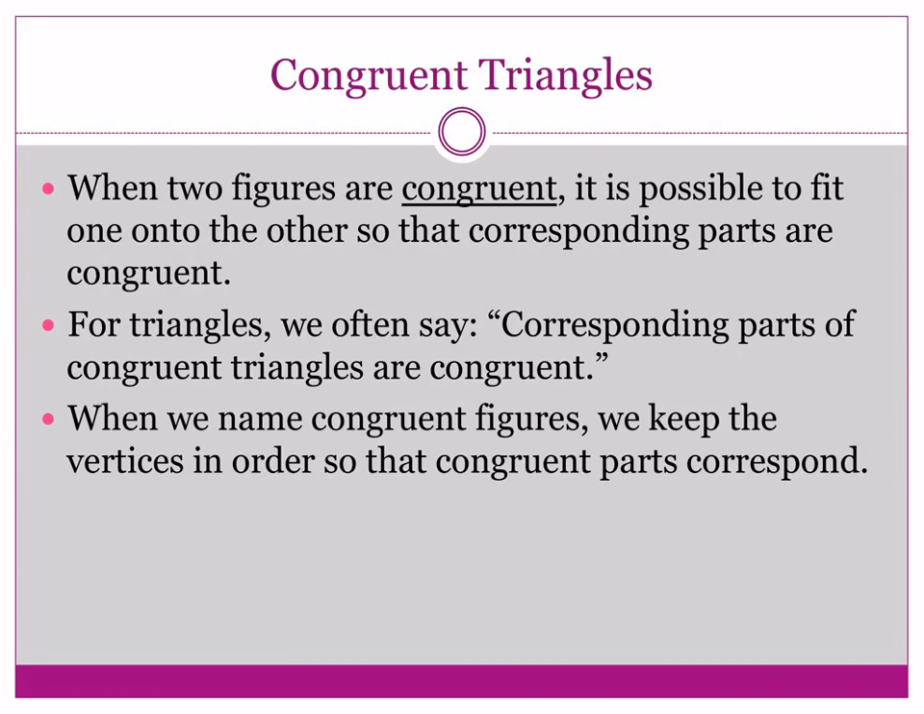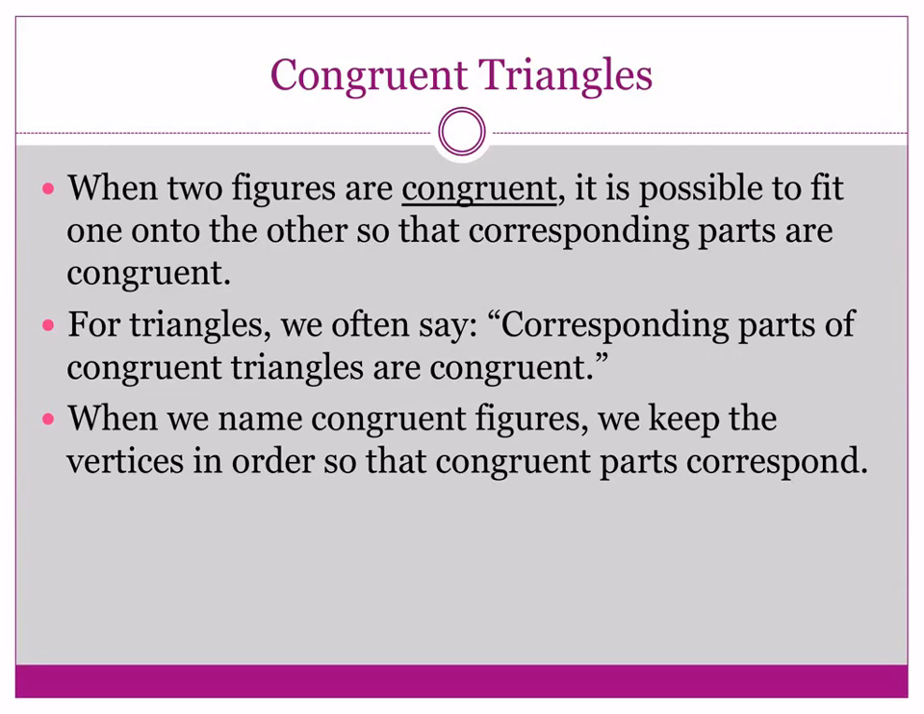All right, we've talked about congruent before. Congruent is the idea that something has the same measure in some fashion. So congruent angles means the angles are the same measure. It may not be in the same location, but they have the same degree measure. When we talk about congruent as it relates to triangles, it means that two figures are congruent if it is possible to fit one into the other so that the corresponding parts are congruent.